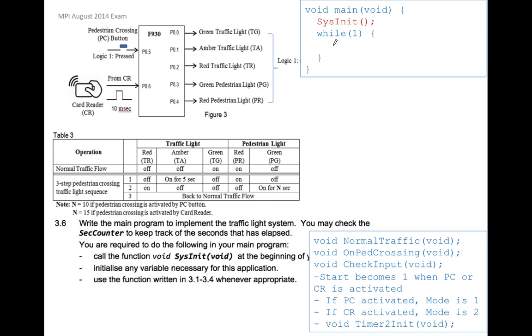Inside the while loop is often the main part of the program. Remember that how the traffic lights work depends on the button and the card reader. So the first thing we need to do is to check these inputs. We can use the function check input written in question 3.3 for this purpose. Recall that in this function we set variable start to 1 if either the button or the card reader is activated. Hence, we have to check the variable start.